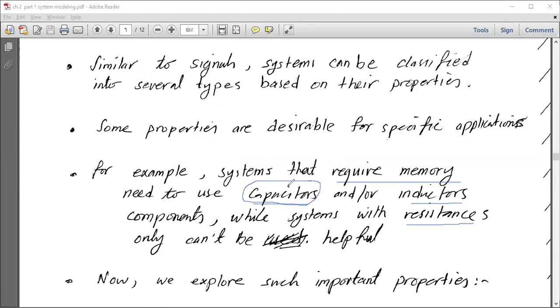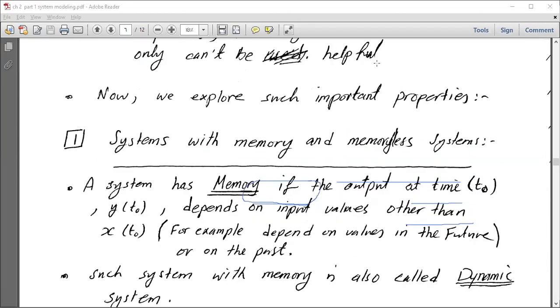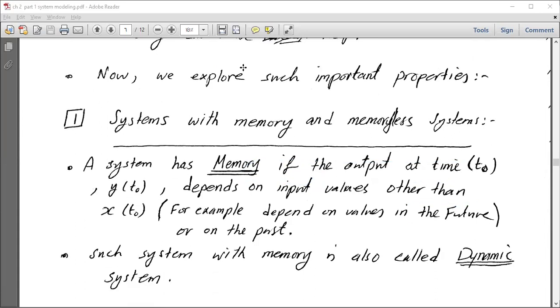Now we can explore such properties. Let's start exploring these properties. The first one we call system with memory, or memoryless system: whether the system needs memory or doesn't have it. The first characteristic is that we can classify systems into memory or memoryless systems.